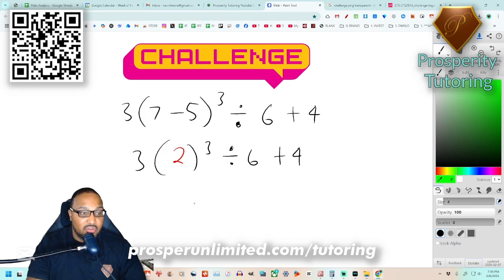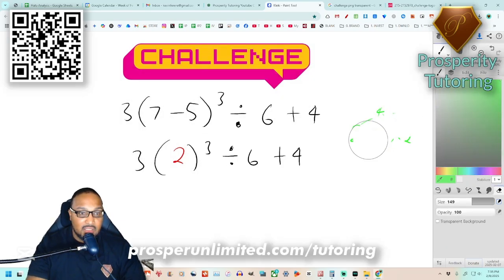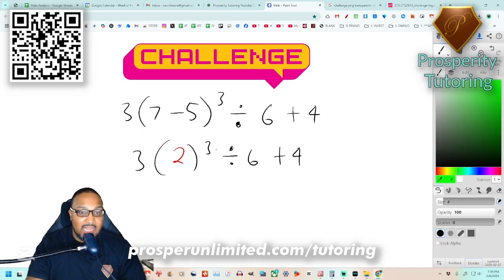So this 2 is to the 3rd power. So that means 2 times 2 times 2. 2 times 2 is 4. 4 times 2 is 8. So instead of 2 to the 3rd power, we now write out 8. And that's 3 times 8 divided by 6 plus 4.